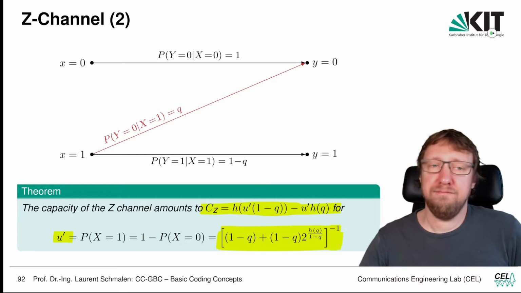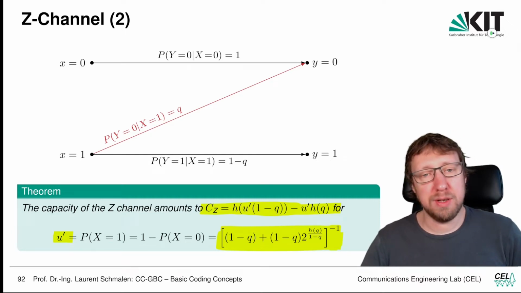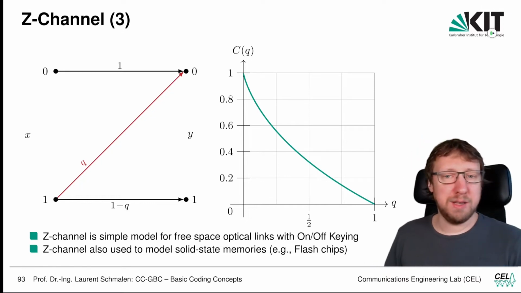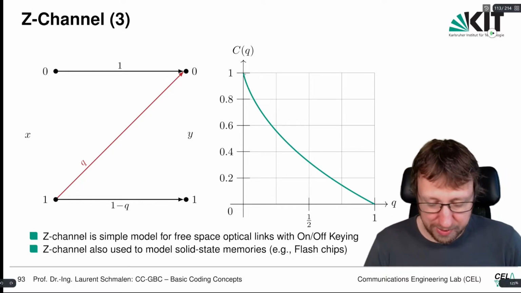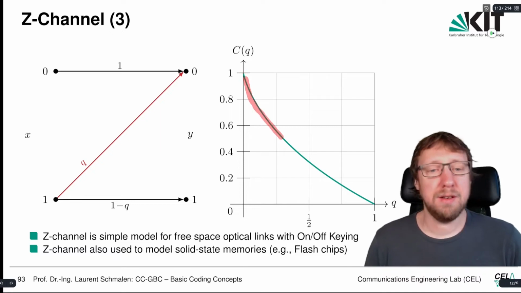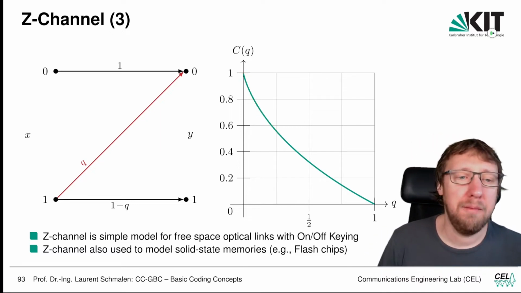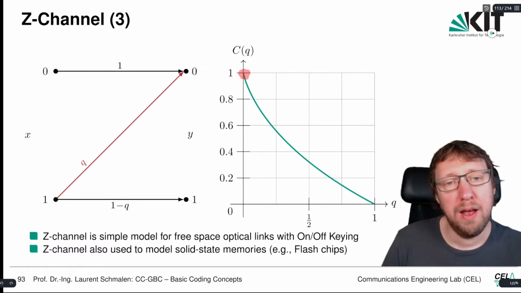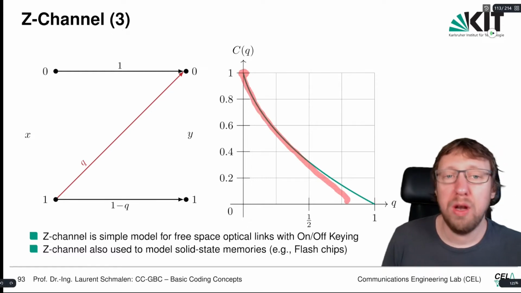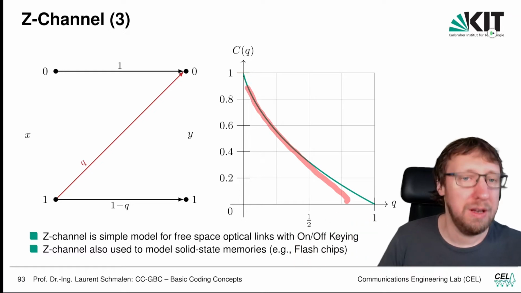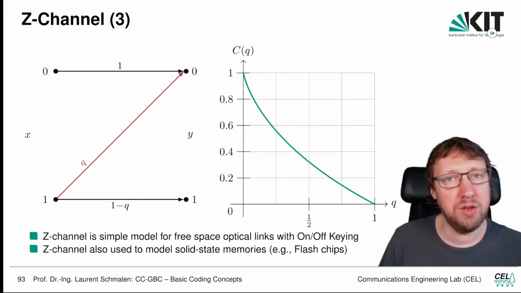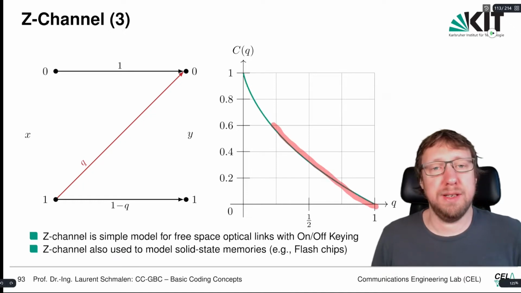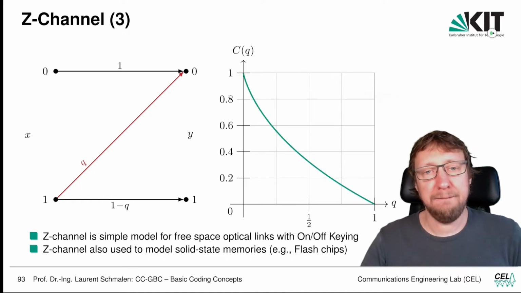Okay, so let's take a look at how this looks. Rather unspectacular. So again, it's a curve that decreases, which makes sense. If Q is equal to 0, we have capacity of 1. And if Q approaches 1, we'll only receive zeros. There is no useful information that we can transmit. So therefore, it will decrease like this. Okay.